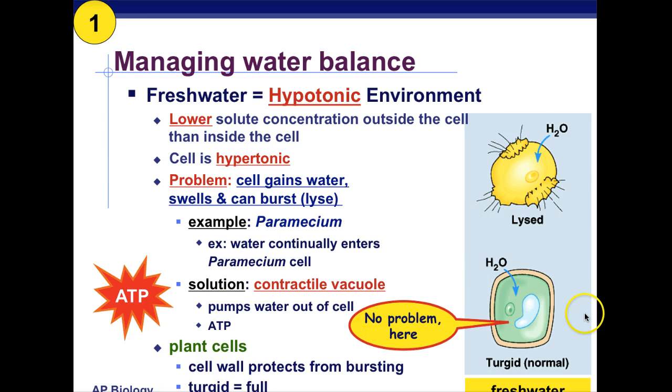So a plant cell in a hypotonic environment, no problems. The cell wall will protect it. However, an animal cell or a paramecium cell, which is in a category called protista, that is an issue, because water will rush into the cell, causing it to burst.